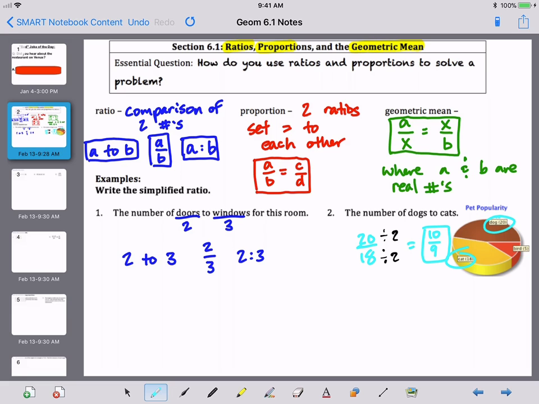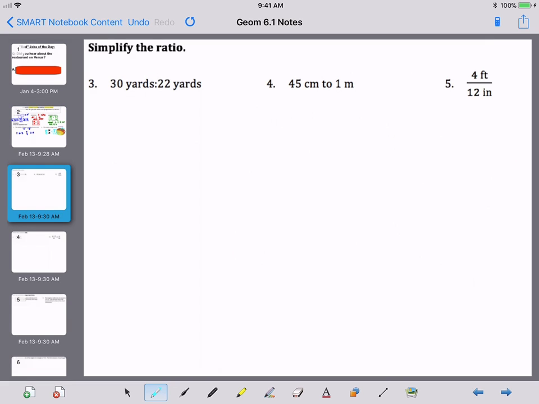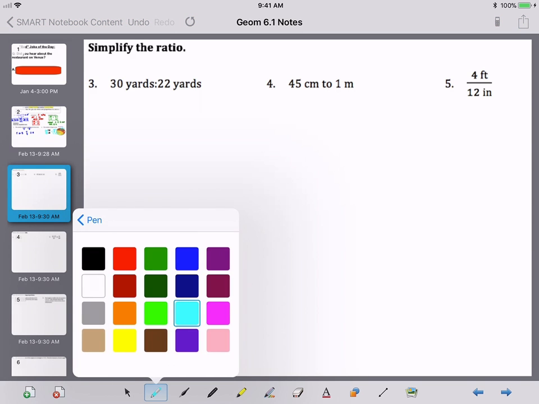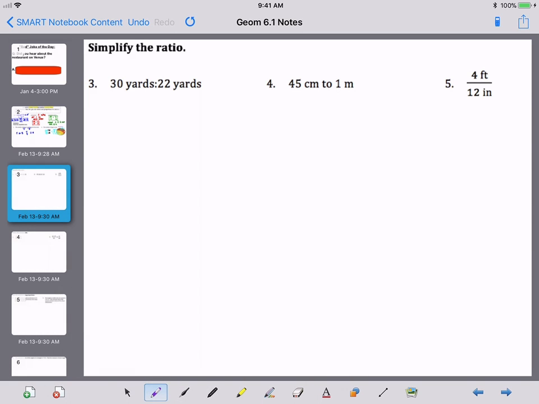All right, let's look at some more ratios here. So in number 3, we're asked to simplify 30 yards to 22 yards. Start by writing it as a fraction. Notice that both 30 and 22 are divisible by 2, which gives us 15 to 11.